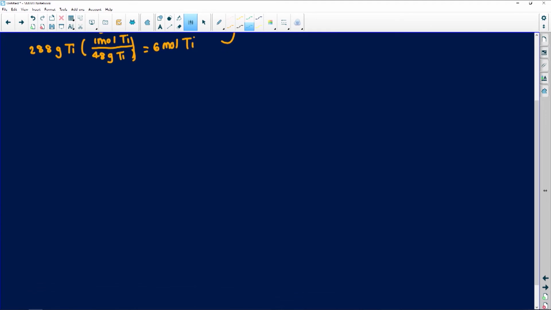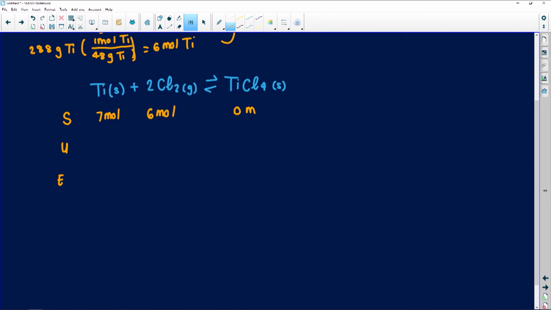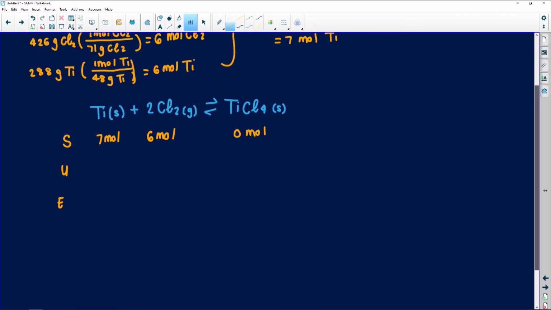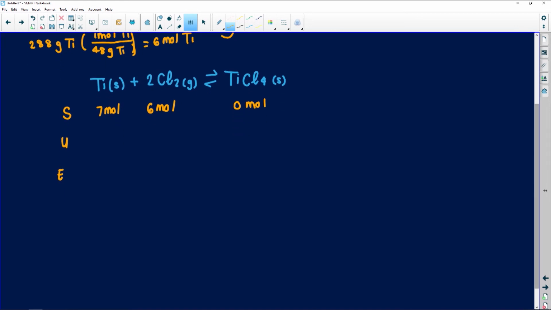I'm going to rewrite the equation again, and then I'm going to plug in. I've got some tin, which is a solid, plus 2Cl2, which is a gas, at equilibrium is TiCl4, which is also a solid. Using my method, what we start with, what we use, and what we have at equilibrium. Initially, we've just calculated it, 7 moles. They gave us the grams. We had 6 moles. Remember, if this is what we put in, we do not have any products as yet. Then we're told at equilibrium we had the 288 grams of tin, but we have converted that, and we found out that it's actually 6 moles of tin. Now remember, it's a ratio of 1 is to 2 is to 1. I've got 1x, I've got 2x, and I've got 1x.